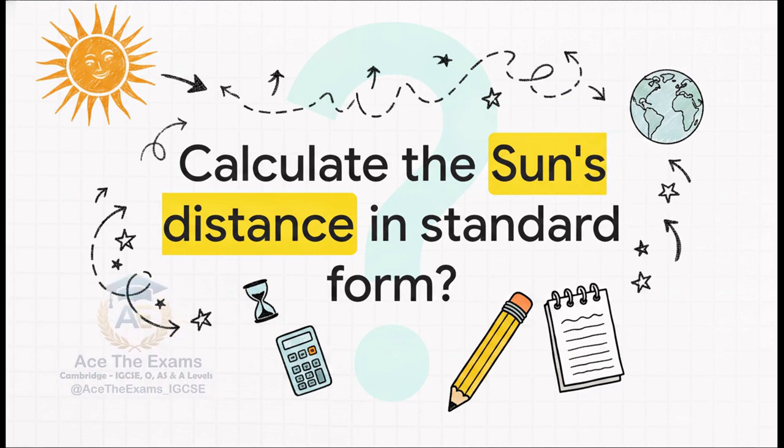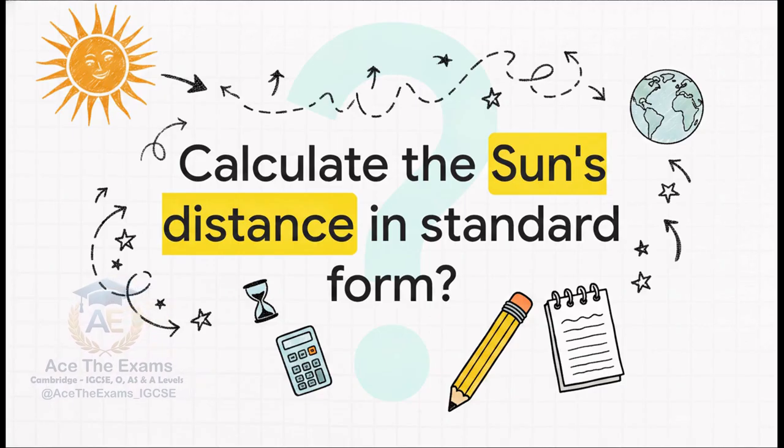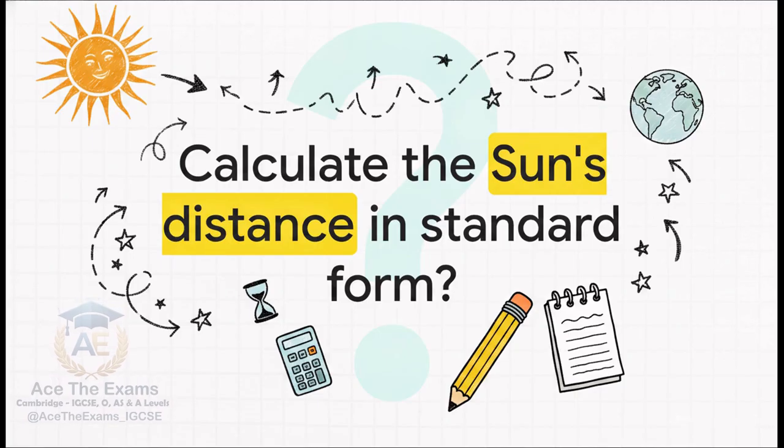Remember your strategy. You'll need to convert those 8 minutes into seconds first to match the units, and then carefully apply your standard form multiplication rules, checking your final answer against the golden rule. Grab a pen, test your new knowledge right now, and see if you can unlock the scale of the solar system yourself.